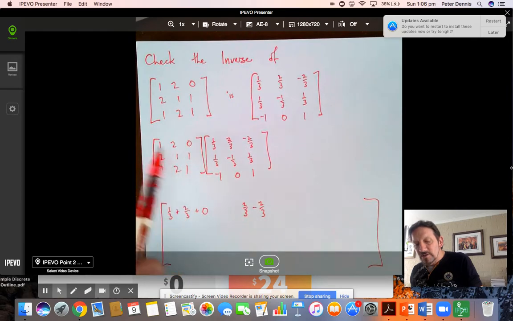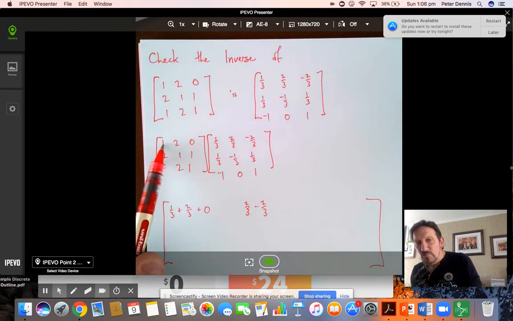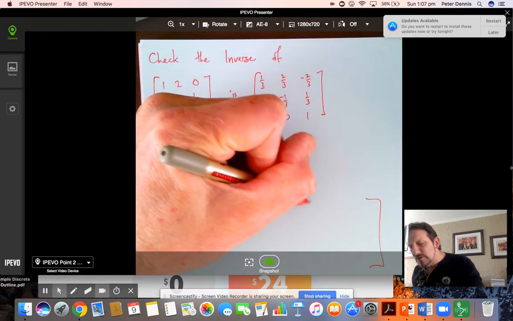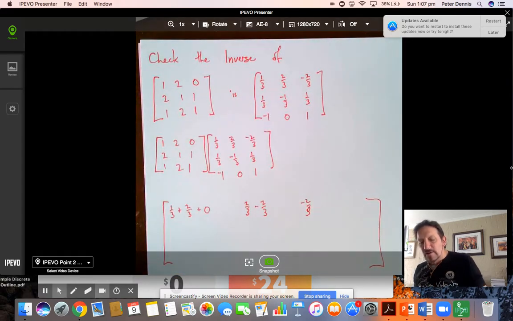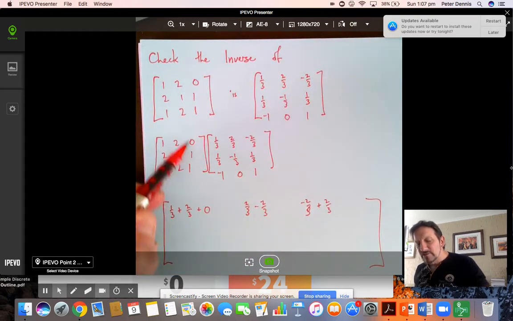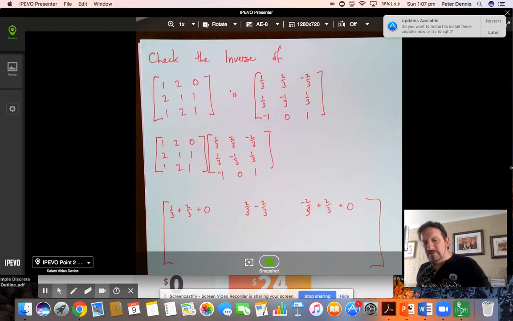And this term here, across and down. So 1 times minus 2/3, 2 times 1/3 is plus 2/3, and the 0 here is nice because we get 0. So that top line already is exactly what we want, 1, 0, 0.